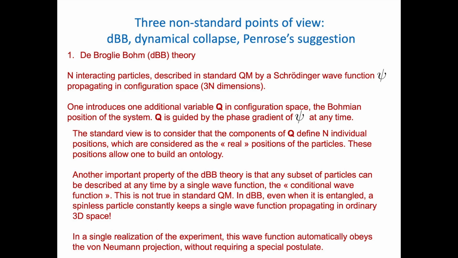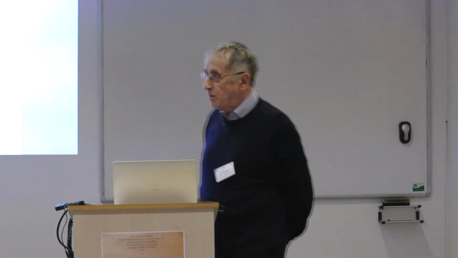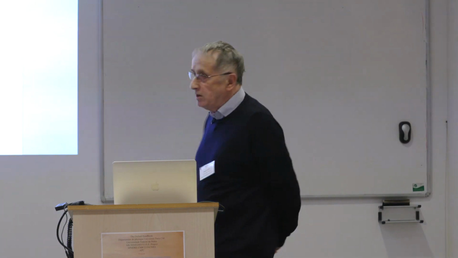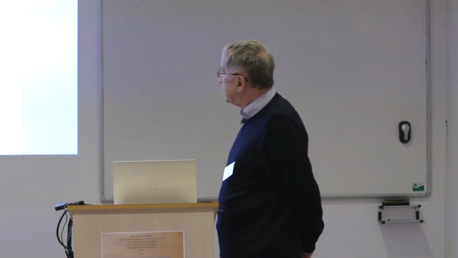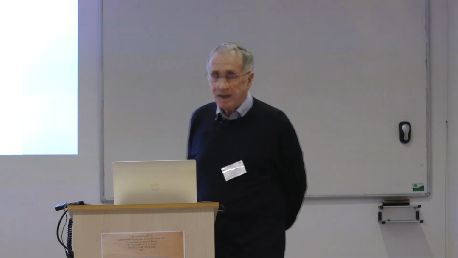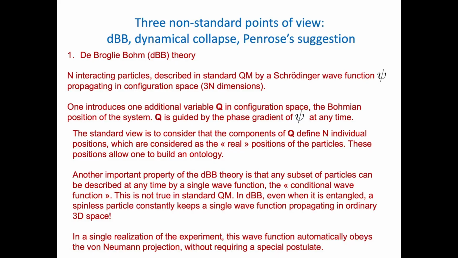So if you have any interacting particles described in standard quantum mechanics by the Schrödinger wave function psi, psi propagates in the configuration space, which has 3n dimensions plus time. And DBB introduces one additional variable Q in configuration space, which is the Bohmian position of the system, and which is guided by the phase gradient of psi at any time. The standard view is to consider that the components of Q define the n individual positions of the particles, which are considered as the real positions of the particles. And from this, you can build an ontology.